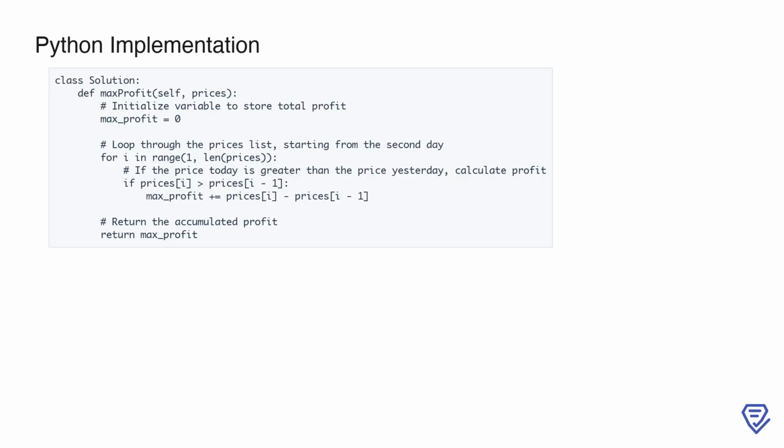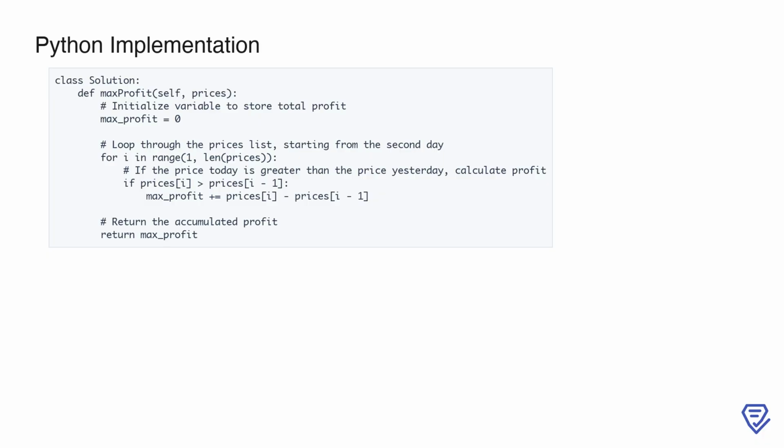Key insights. Greedy approach. The algorithm takes a greedy approach by adding all upward price differences. This ensures that every profitable opportunity is captured without explicitly modeling each buy-sell transaction. Efficiency. The solution runs in O(n) time, where n is the length of the price array. This is achieved by using a single loop and constant space, making it highly efficient.